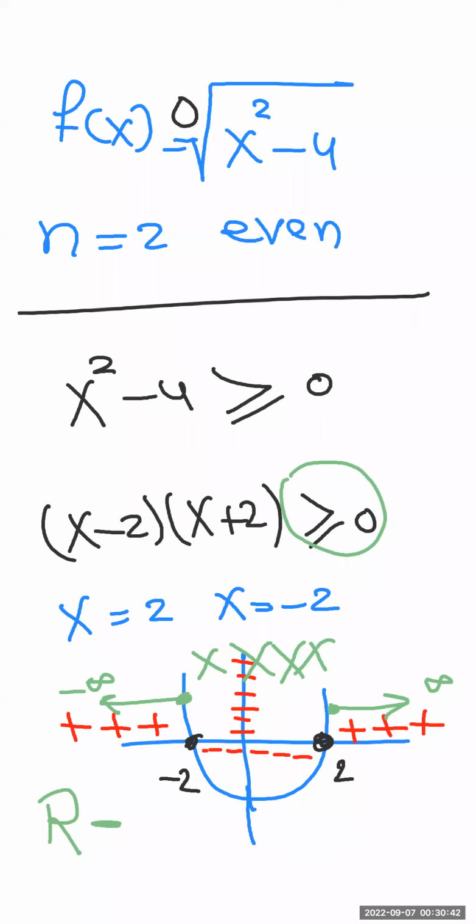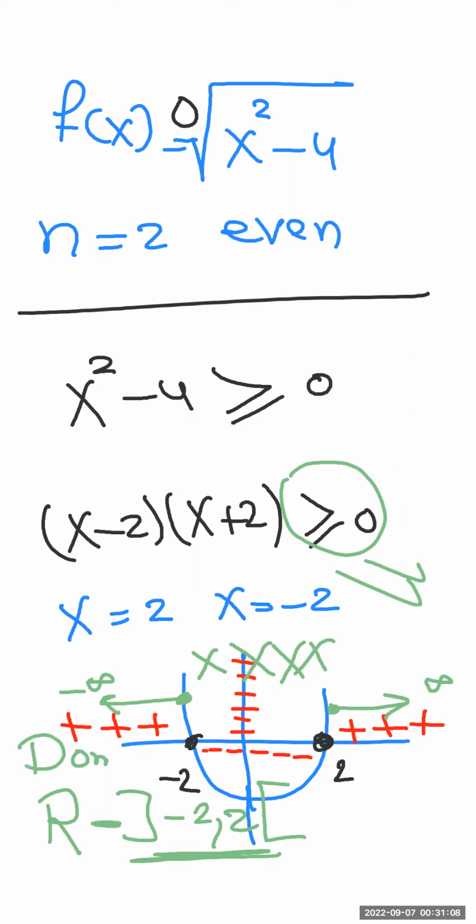Because it's negative. So the real numbers, the difference, negative 2 and 2. And it's closed, of course, because at 2 and negative 2 the function equals 0, which satisfies the condition of the inequality. So here, real numbers, difference, negative 2 and 2. And then the domain will equal this one also. So this is also the domain. Okay, guys? Clear?